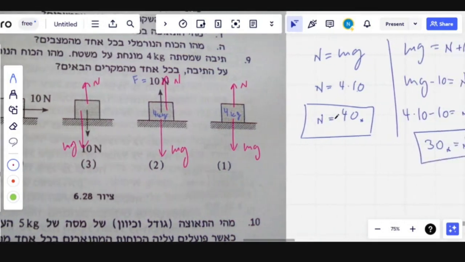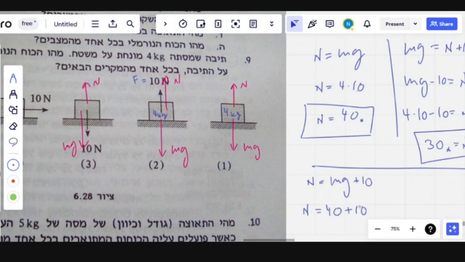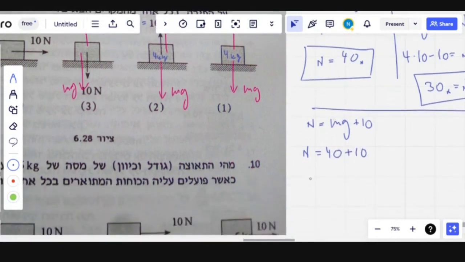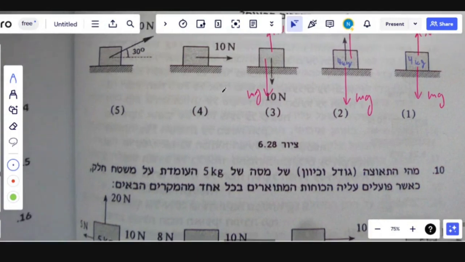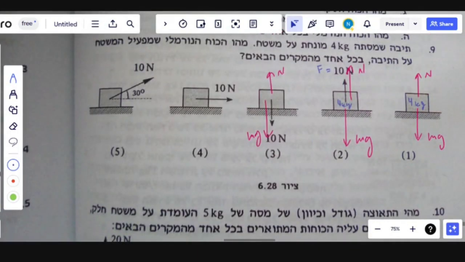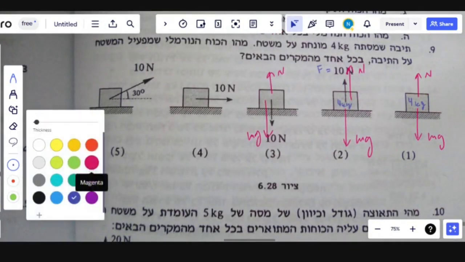So we know the forces must be balanced because this thing is not accelerating. So what we can say is n equals mg plus 10, right? So n equals 40 plus 10, which is 50. So n equals 50 newtons. All right. Next one.